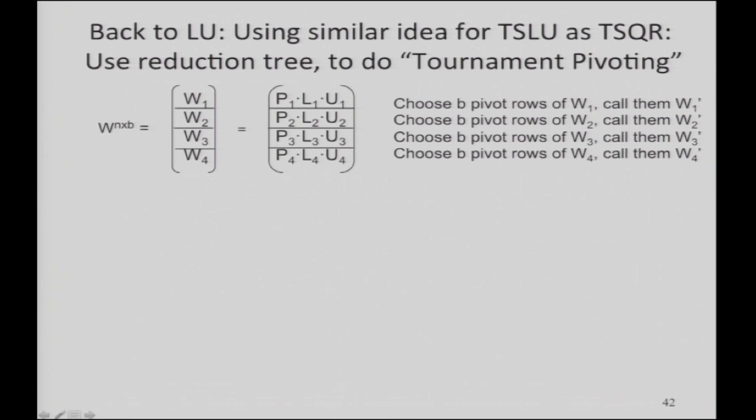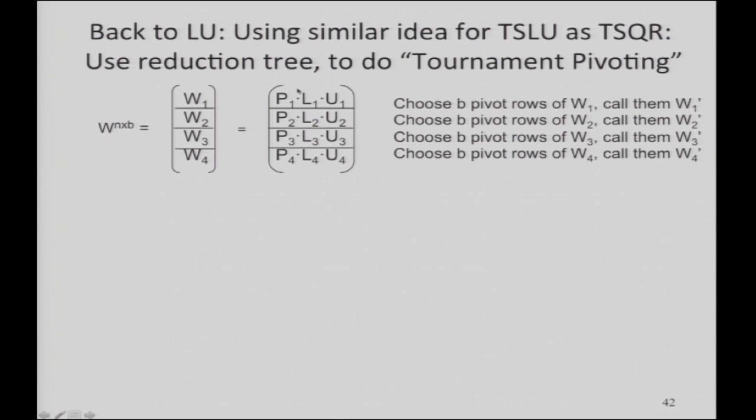what I'm going to do is take a submatrix and choose, let's assume I have B columns, the B most linearly independent rows, and pass them up the tree. So here's how it works. Every processor owns a quarter of the rows. Locally, they do Gaussian elimination with partial pivoting. They choose their B most linearly independent rows of their submatrix. And we're going to pass those up the tree.